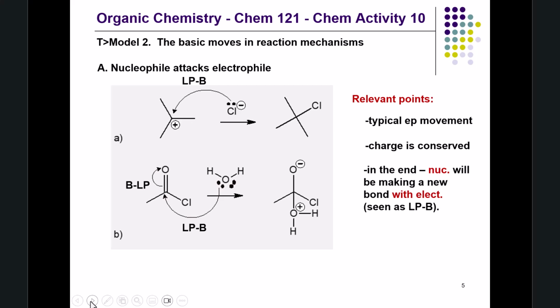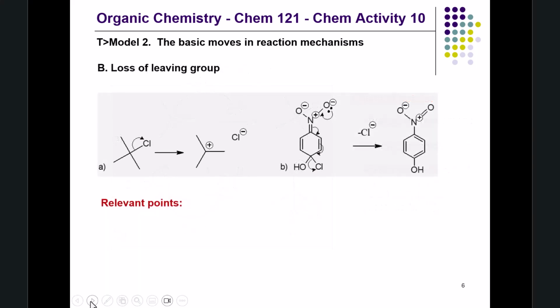And of course, this will be associated with lone pair to bond. The next basic move is the loss of the leaving group. So I'm representing two mechanisms here, mechanism A and mechanism B. Sometimes it's as simple as leaving group leaves. So in this case, the bond between a carbon and a chlorine is broken. The chloride takes the electrons, and so now it's the negatively charged chloride anion and leaves behind the carbocation.